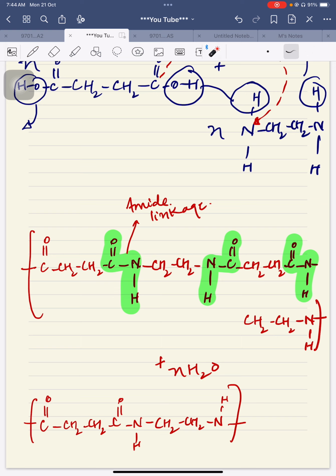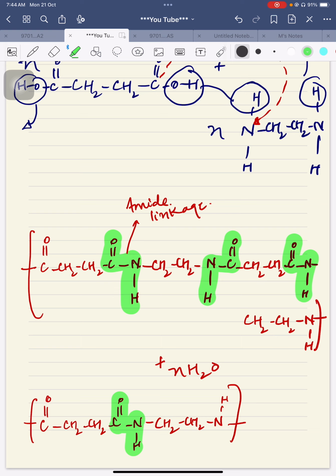Guys, look here right now. Here the H was at the bottom, whereas here the H is at the top. It will not make any difference. I have already informed you. So this new linkage is called an amide linkage. That's why nylon is called a polyamide.